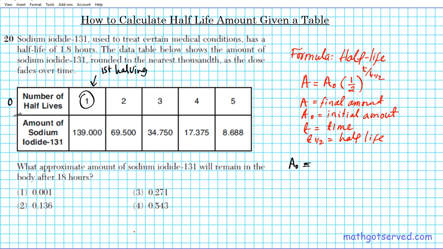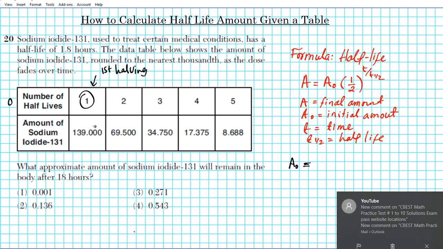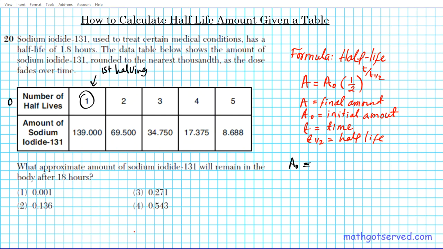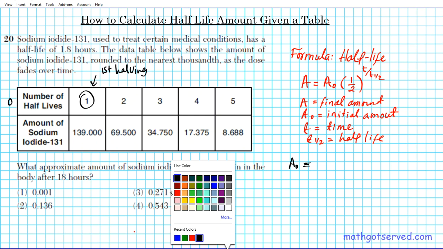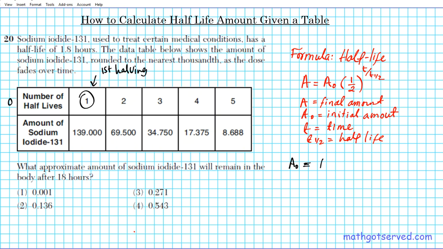The answer is yes. If you divide something by 2 and you get 139, how do you undo that division by 2? To undo division by 2, you simply multiply by 2, because the inverse of division is multiplication. So since the first halving results in 139, we're just going to take that and double it. 139 times 2 gives us 278. So the initial amount was 278.